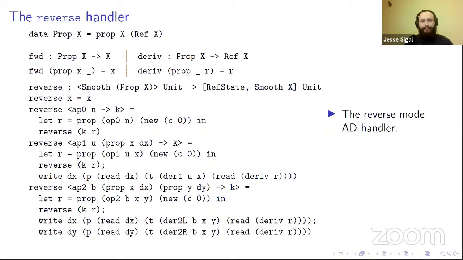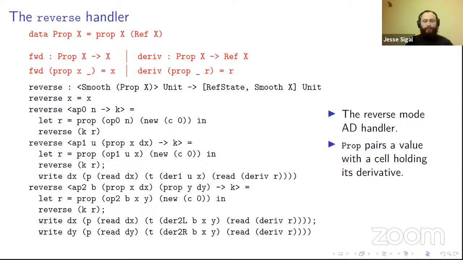handler. So again, we have to define an auxiliary data type. And what is this auxiliary data type? Well, it's two things. The first one is, as before, the value which we want to calculate. But the second one is going to be a stateful cell, which we are going to update as the computation goes on. And so it'll initially start off as zero. As it goes, it'll accumulate more and more values through addition. And at the end of the computation, it'll contain the derivative of the value it's paired with.